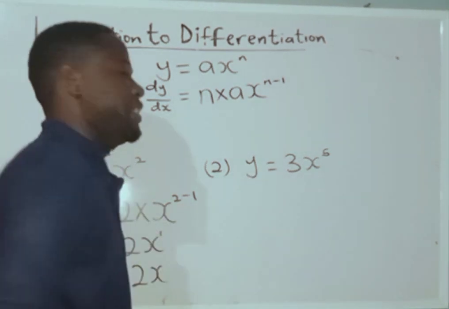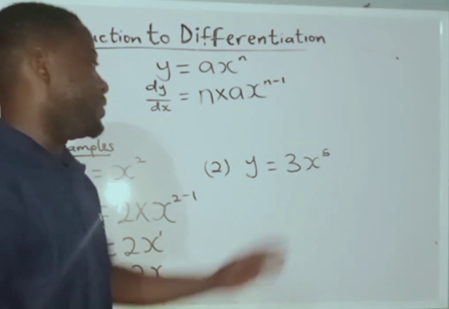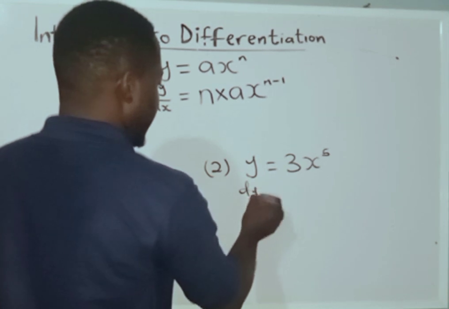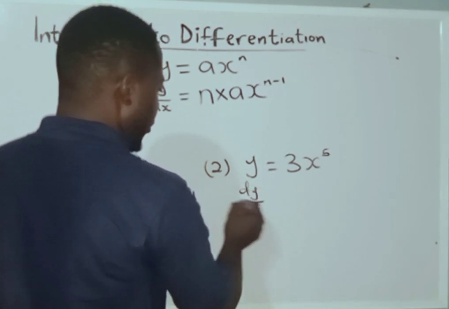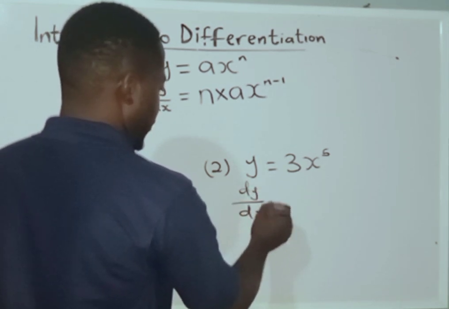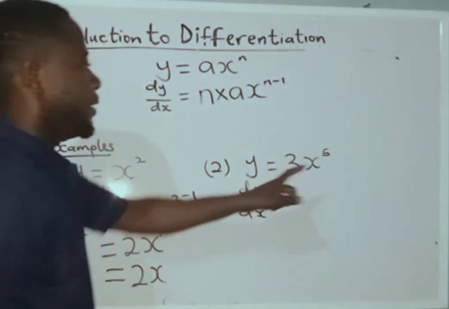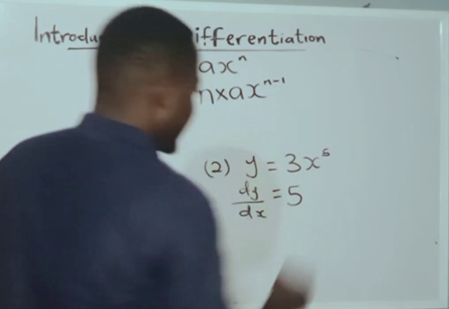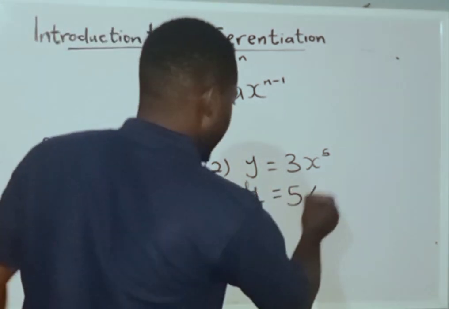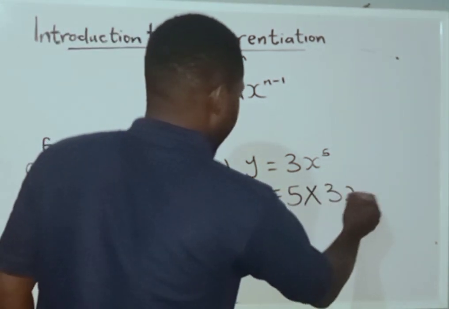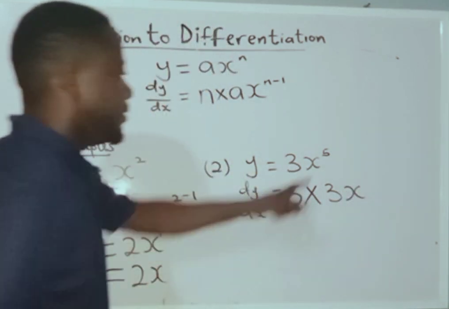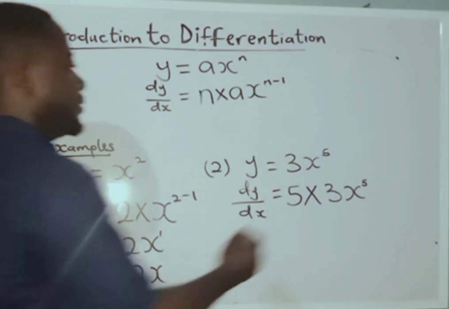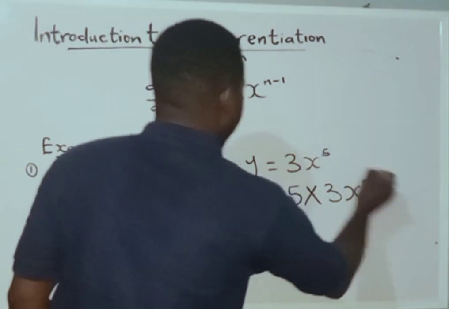Now moving on to the next question. We are asked to differentiate y equals 3x raised to the power 5. In order to do this, this simply means differentiate y in respect to x. So the power will come to the front to multiply this. So I'm going to have 5 times 3x. Now the power will now be reduced by 1. So I'm going to have minus 1. Don't forget.